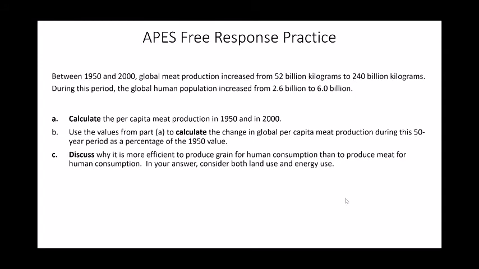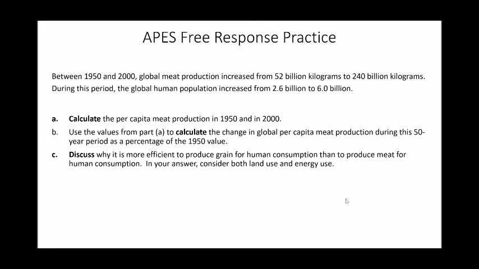All right, let's take a look at this free response question. Between 1950 and 2000, global meat production increased from 52 billion kilograms to 240 billion kilograms. During this period, the global human population increased from 2.6 billion to 6 billion. So the first thing that they want you to do is calculate the per capita meat production in 1950 and in 2000.